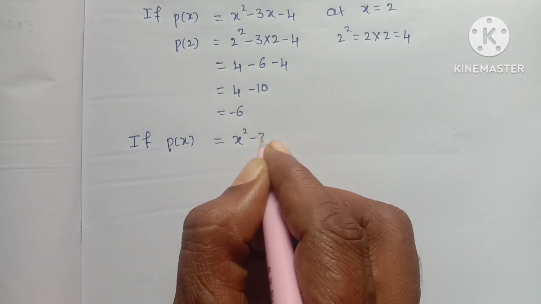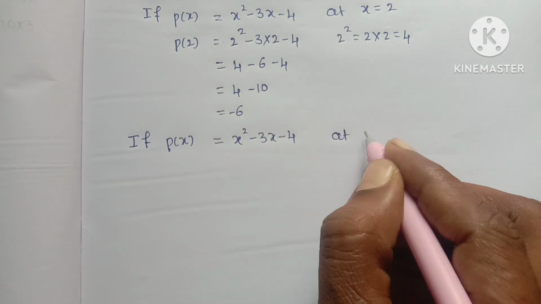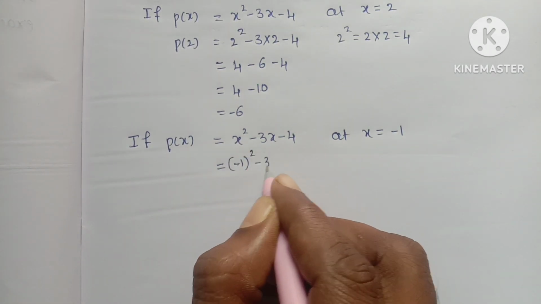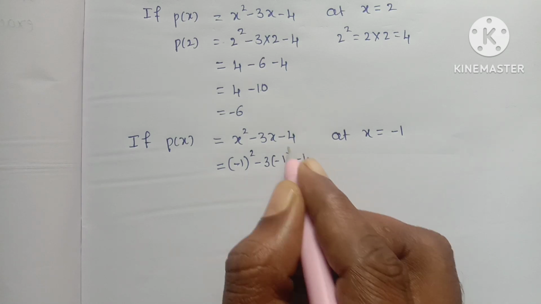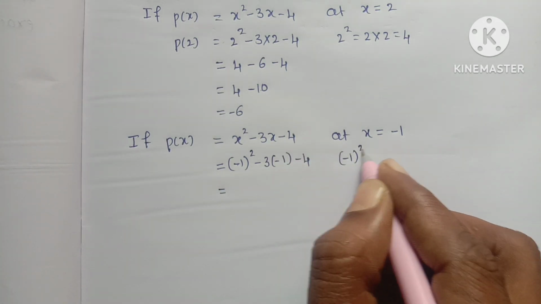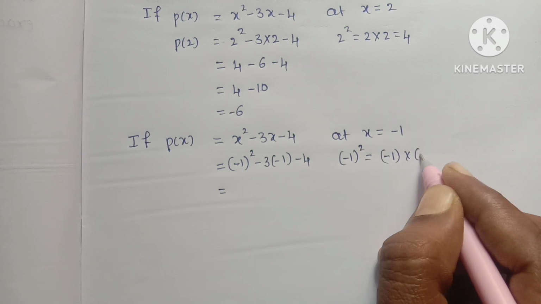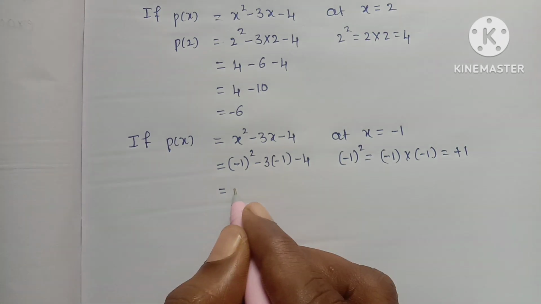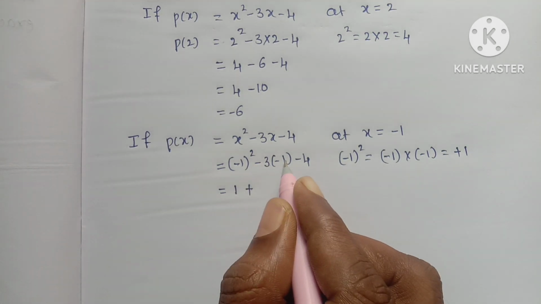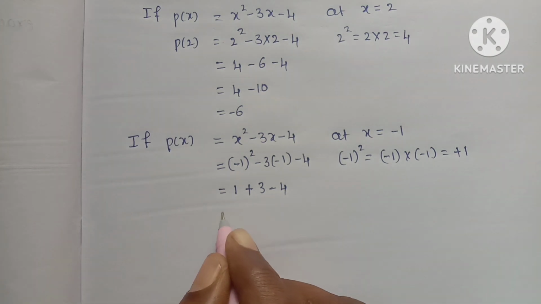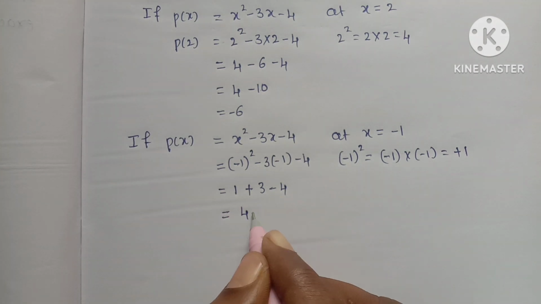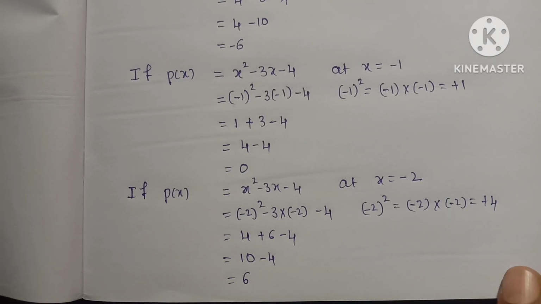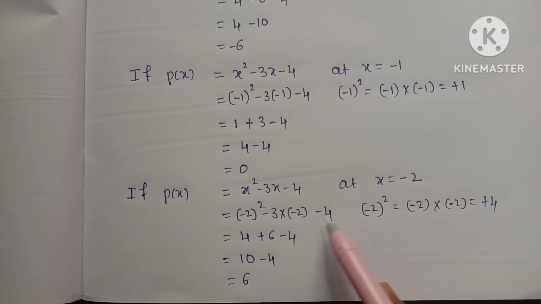Similarly, in the same equation substitute x equals minus 1. That is minus 1 whole square, minus 3 into minus 1, minus 4. Minus 1 whole square is minus 1 into minus 1, which is plus 1. Minus into minus gives plus 3, so 1 plus 3 is 4, minus 4. 4 minus 4 is 0. So p of minus 1 is 0. At x equals minus 2 I got the value 6.